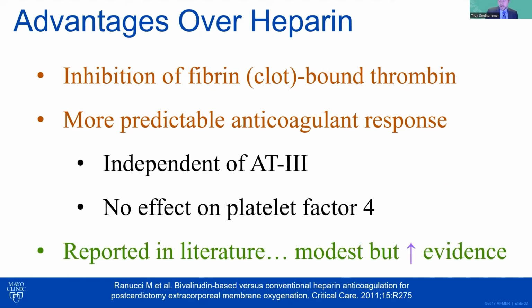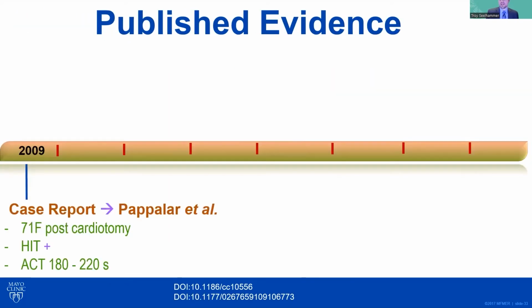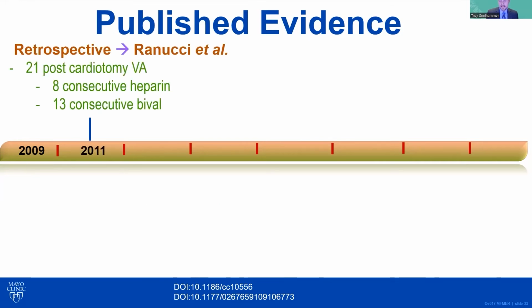As far as the literature goes, it's still maturing, but fortunately, the robustness of the literature is stabilizing quite quickly. We're getting to the point now where there seems to be a lot of promise for direct thrombin inhibitor, specifically bivalirudin-based therapy, in ECMO patients. The available evidence dates back to 2009, and the first report was a case report of a 71-year-old post-cardiotomy patient who was HIT positive. ACT was used to help titrate bivalirudin in this patient, and this patient fortunately survived this encounter with extracorporeal support.